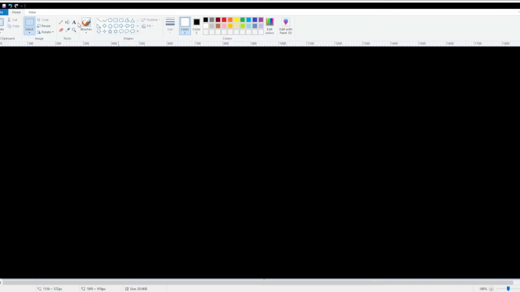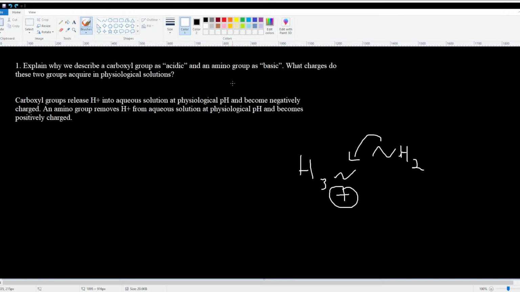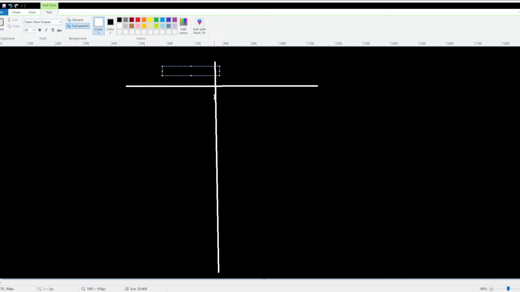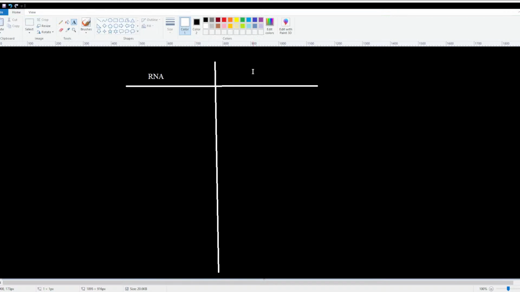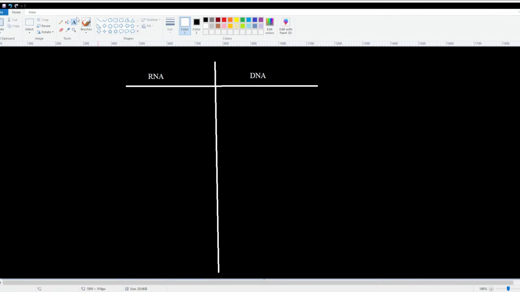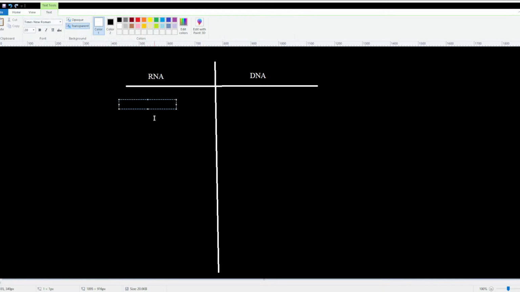So again, let's create a sort of table. How about this? Let's do this. RNA on one side, DNA on another. So what are these differences? Let's just write them down.